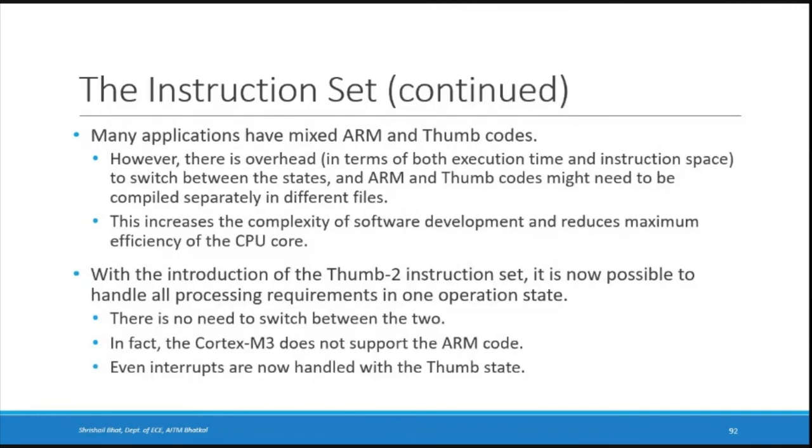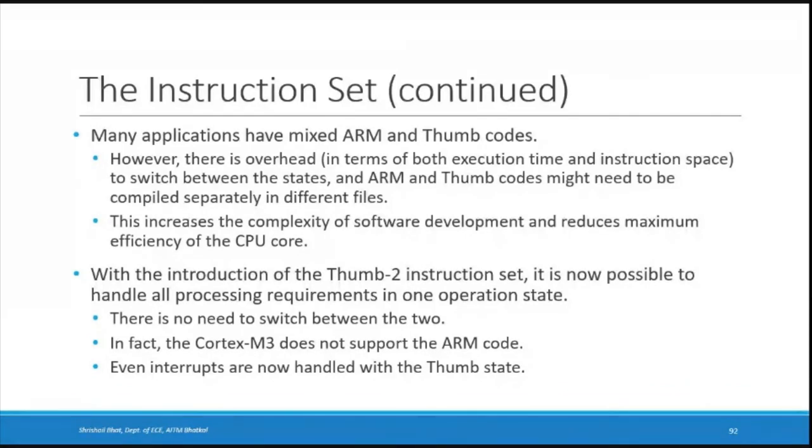See, in most of the applications, we have a mixture of both ARM and thumb code. Even when we mix these ARM and thumb codes, there is actually overhead because we have to switch the states between ARM and thumb states. There is overhead in terms of both execution time and instruction space. And ARM and thumb codes have to be compiled separately and run. So this increases the complexity of software development and reduces the maximum efficiency of the CPU code.